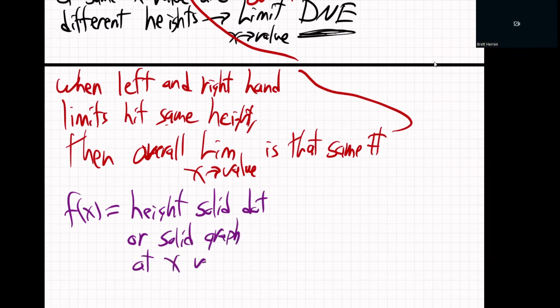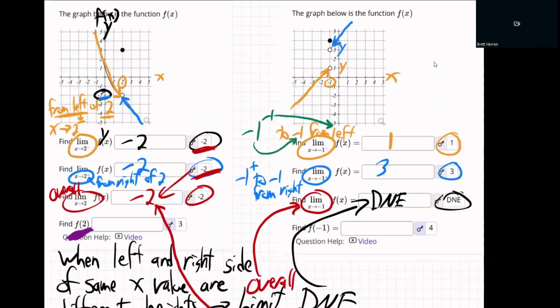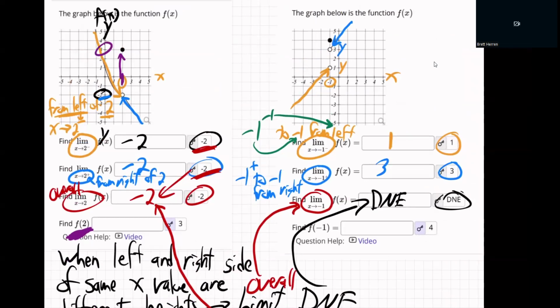Because remember, f of x is always a height. Function values are y values. They're heights. So when it says, what is f of 2? It's saying at x is 2, what is the height of the function? Well, there it is. It's up at a height of 3. That's why the answer is 3.